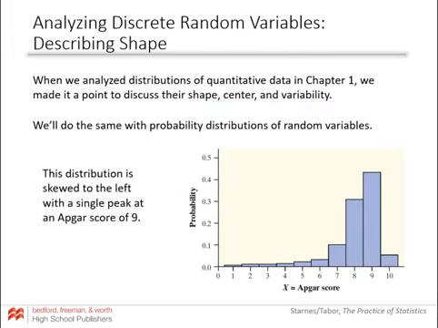Just like before, we want to talk about shape and center. We can talk about whether it's skewed left, skewed right, or symmetric. We can talk about where the peaks are. This graph would be skewed left. If I were to draw the curve, the long tail is on the left, so it is skewed left, and there's a single peak at 9. That's the one highest bar.